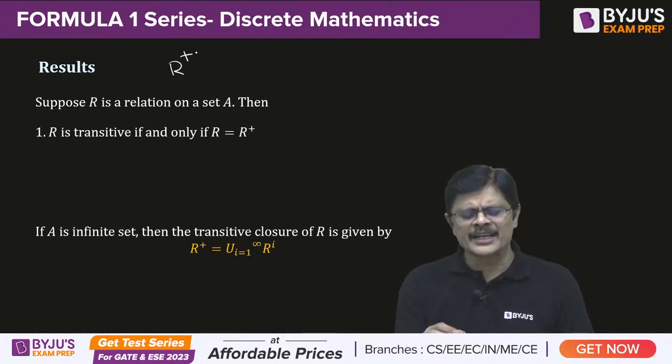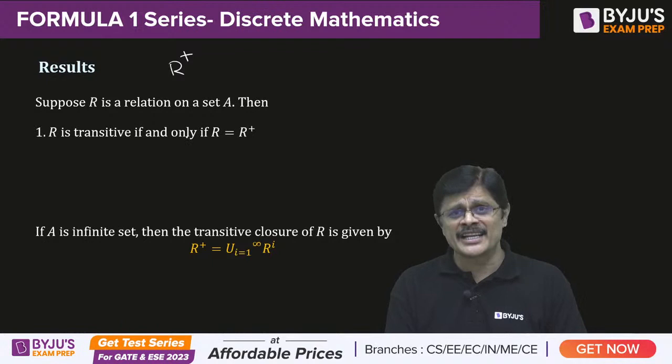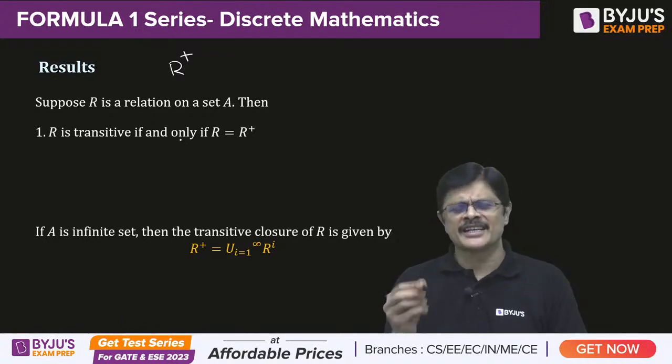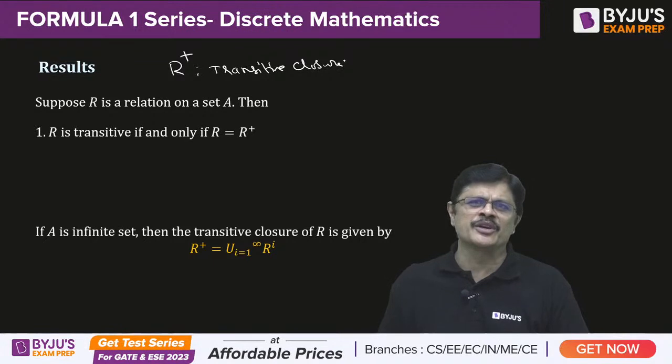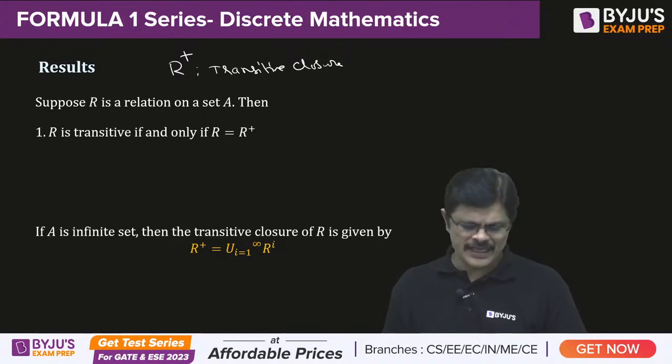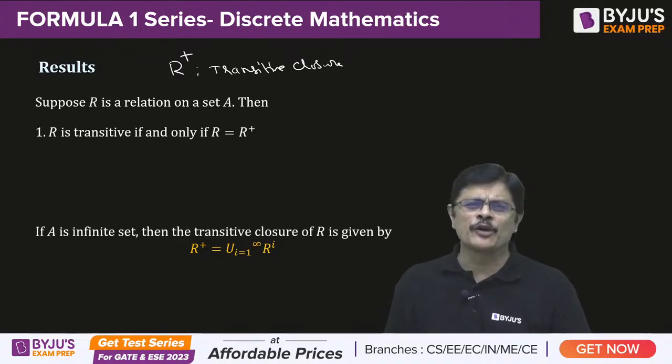And then comes transitive closure, my dear friends. It is denoted by R plus if the set is finite, or R star if the set is infinite. You can find transitive closure by the regular method, my dear friend, but this takes a long time. That's why you use Warshall's algorithm. R is transitive if and only if the transitive closure is equal to R.